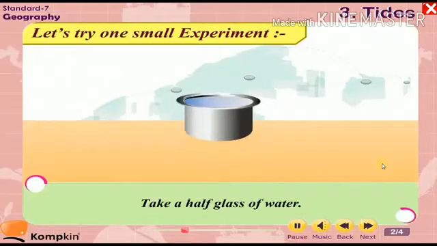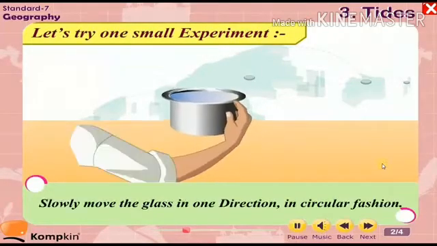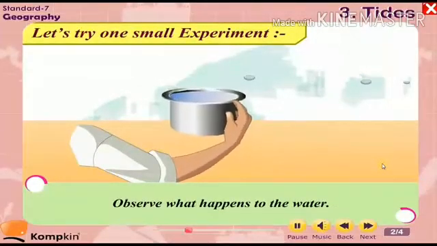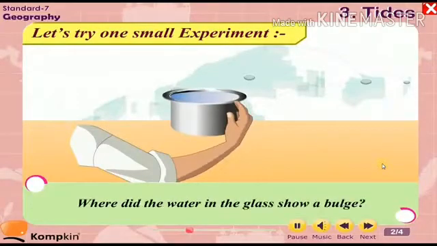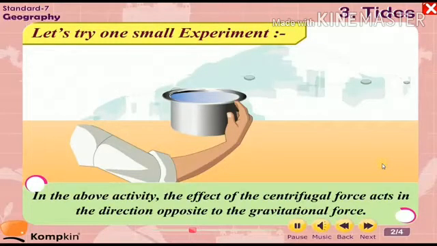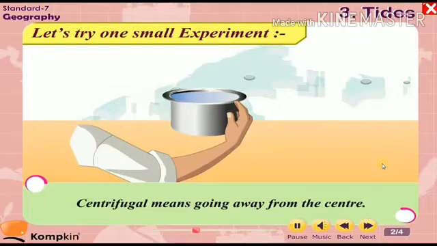Take half a glass of water. Slowly move the glass in one direction in circular fashion. Observe what happens to the water. Where did the water in the glass show a bulge? Which forces could be operating in the above activity? In the above activity, the effect of the centrifugal force acts in the direction opposite to the gravitational force. Centrifugal means going away from the center.